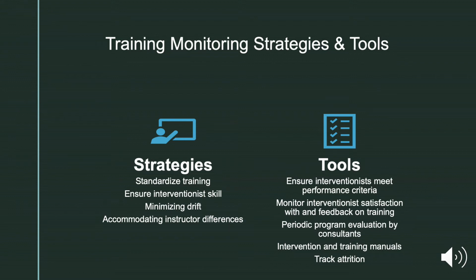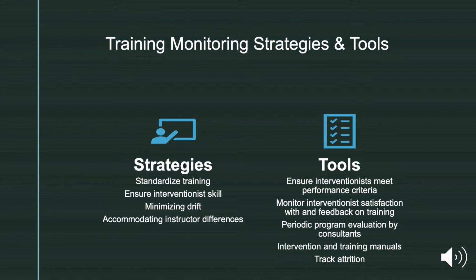Some training monitoring strategies and tools include a standardized approach to training, having certain minimum skill sets of the people delivering the intervention or program, and minimizing drift. So drift just means that the program starts to get away from its key components, and this can happen for many different reasons. So we want to minimize that drift away from the original purpose and core components. And then accommodating instructor differences. Certainly, we're all human and everybody does things a little bit differently. So how do we accommodate differences in the people delivering the program but still adhere to the core components?